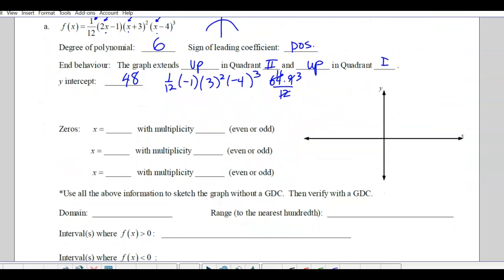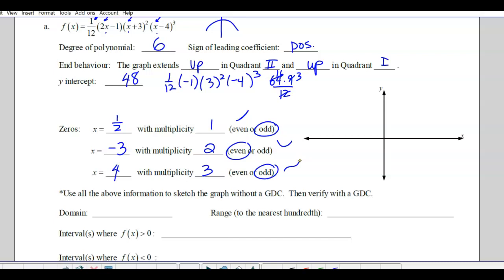So to be specific about the multiplicities here, the first factor gives us a zero at 1/2. Multiplicity is 1, which is odd. It's going to go straight through, right? Next one is -3. Multiplicity is 2, which is even, so it's going to be U-shaped. Up or down, we'll have to figure that out. X equals 4. Multiplicity is 3, which is odd, and that's going to have that zigzag. So use all of the above information to sketch the graph.